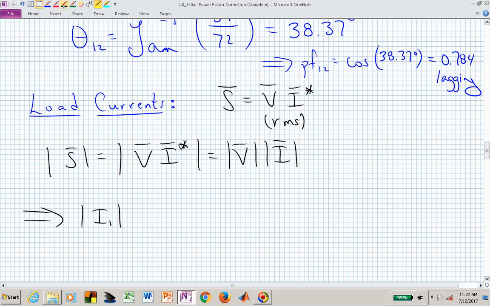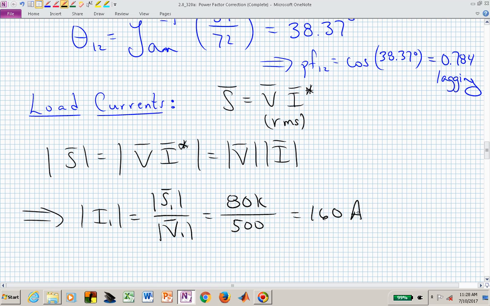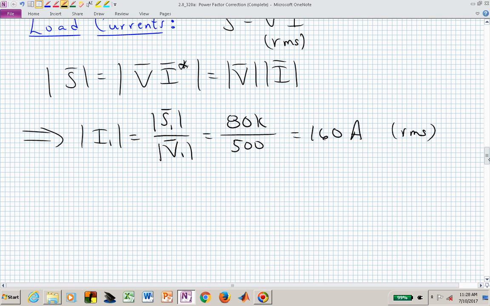The magnitude of I1 is now going to be from this apparent power formula that we found from the complex power equation. We now have the apparent power of load 1 divided by the magnitude of the voltage that's supplying that. We found the apparent power of load 1 to be 80,000. The voltage supplying that was 500, where we now have 160 amps for load number 1.